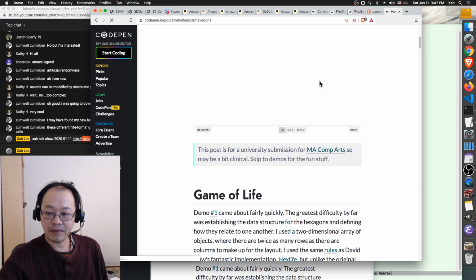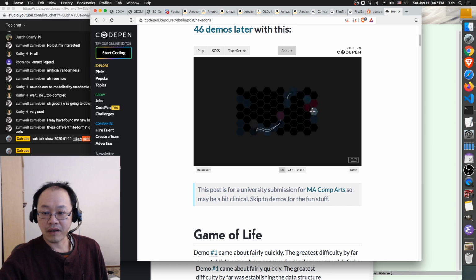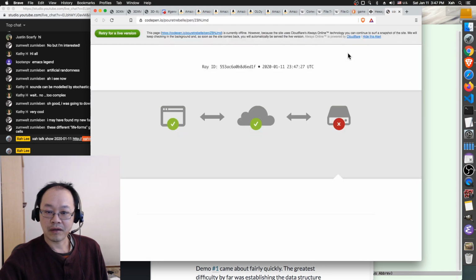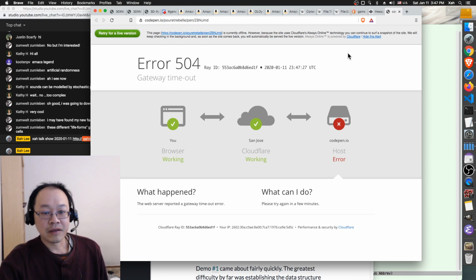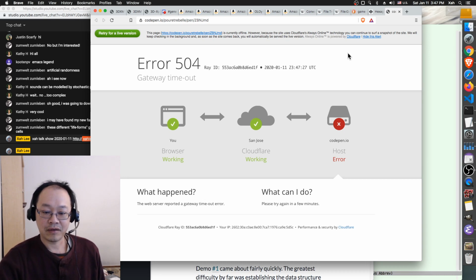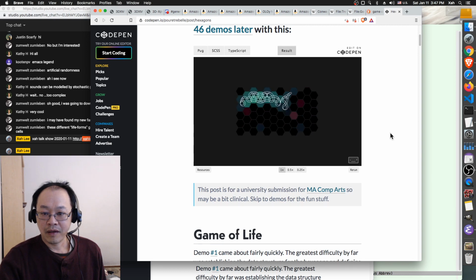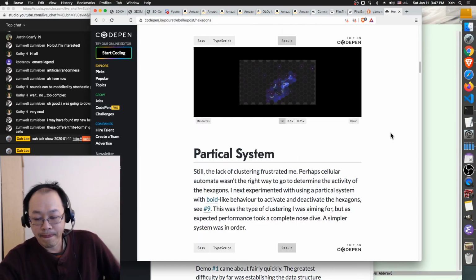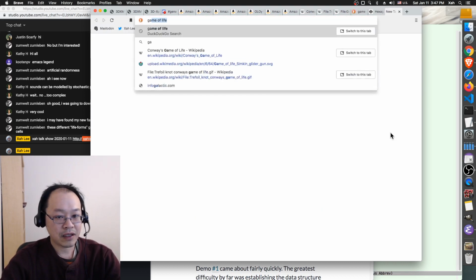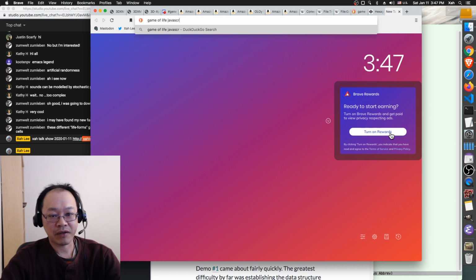Okay, let's open it. Let's go to CodePen. What happened to CodePen? Currently offline. Oh, CodePen is down. Let me show you. Okay, Game of Life JavaScript.